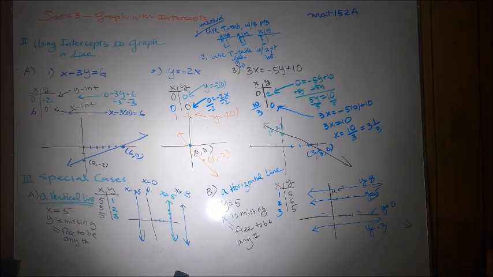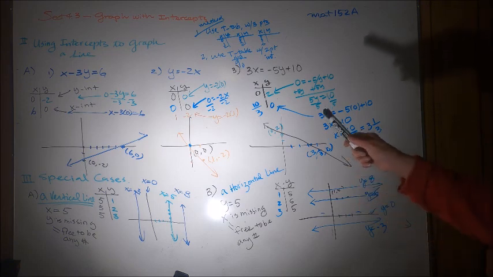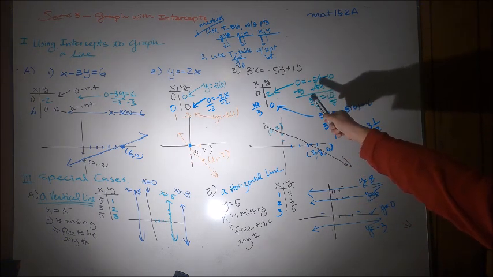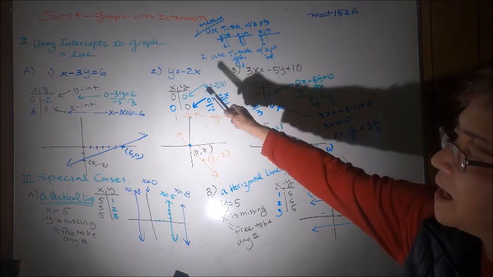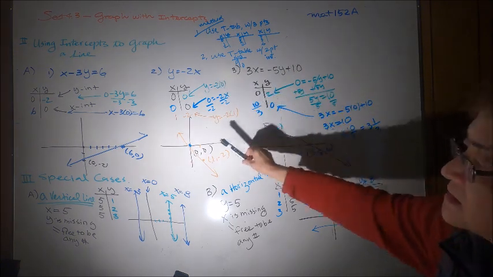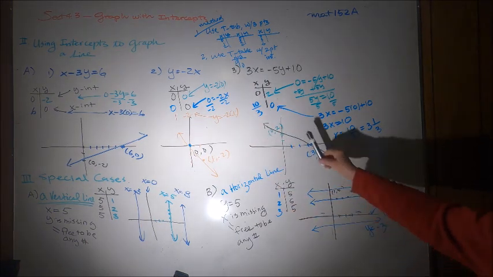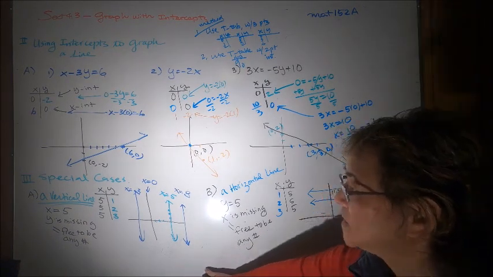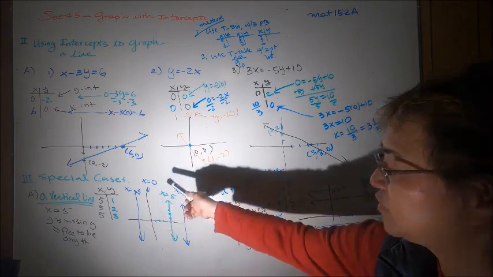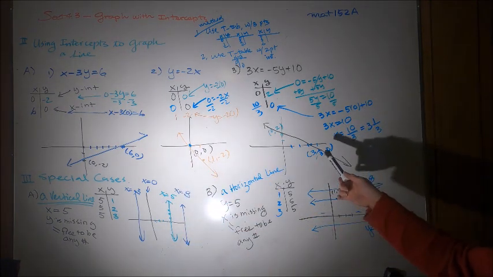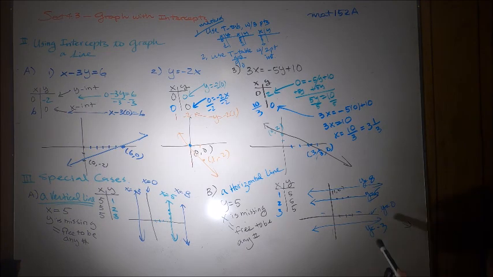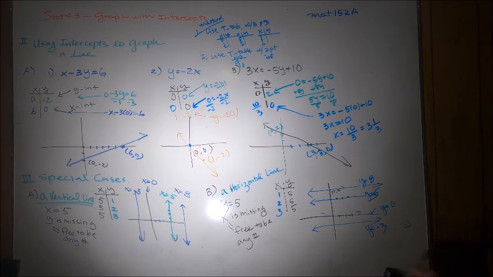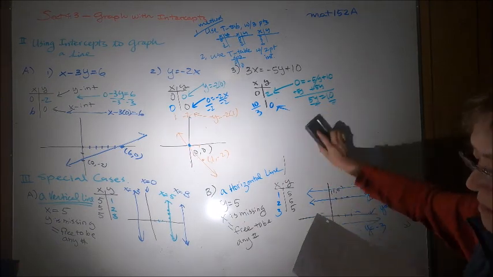So those special cases, what we are talking about is that when your equations have x and y's, it would be what? A slant line, right? Can be slant. But if you only have x or y, you have special situations. One is what? Vertical line. One is what? A horizontal line. Right?